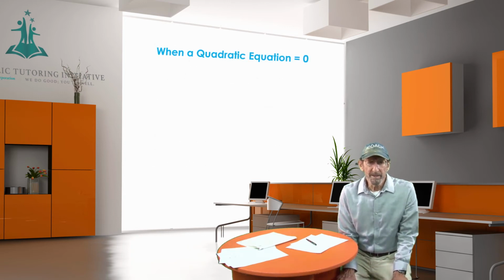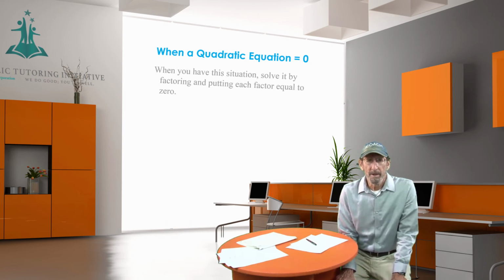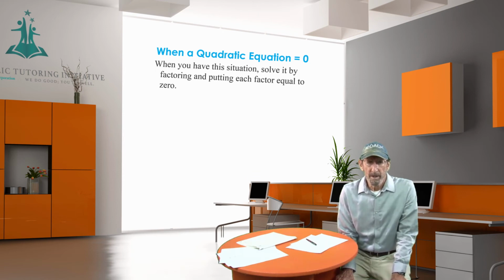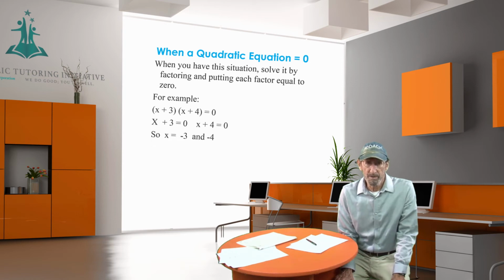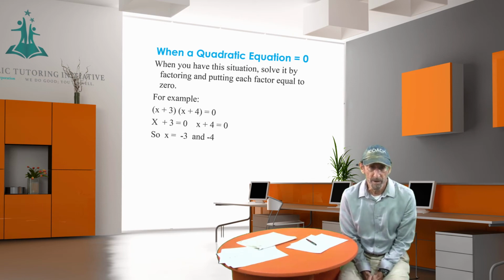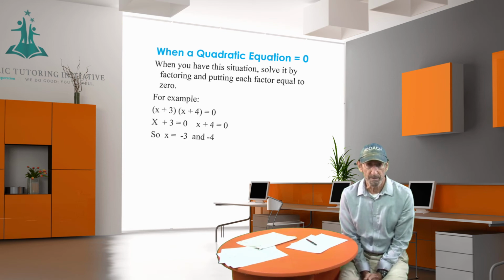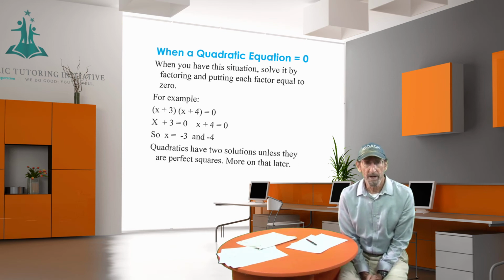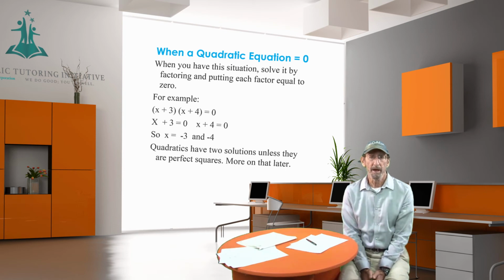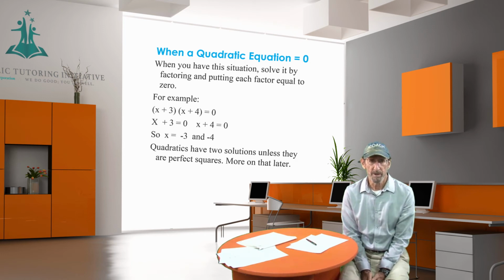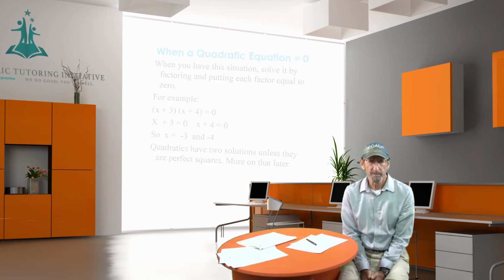When a quadratic is set equal to 0, it is solved by factoring and putting each factor equal to 0. So for this one, x plus 3 equals 0, and x plus 4 equals 0. And therefore, x equals minus 3 and minus 4. Remember that the signs reverse. After you factor, you have to put it equal to 0, so the signs reverse when you solve. Quadratics have two solutions unless they are perfect squares. And we'll get to that in a minute.